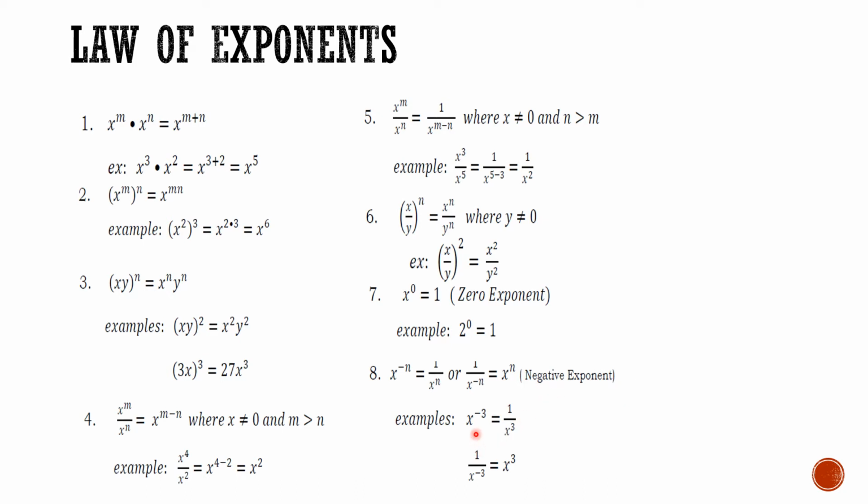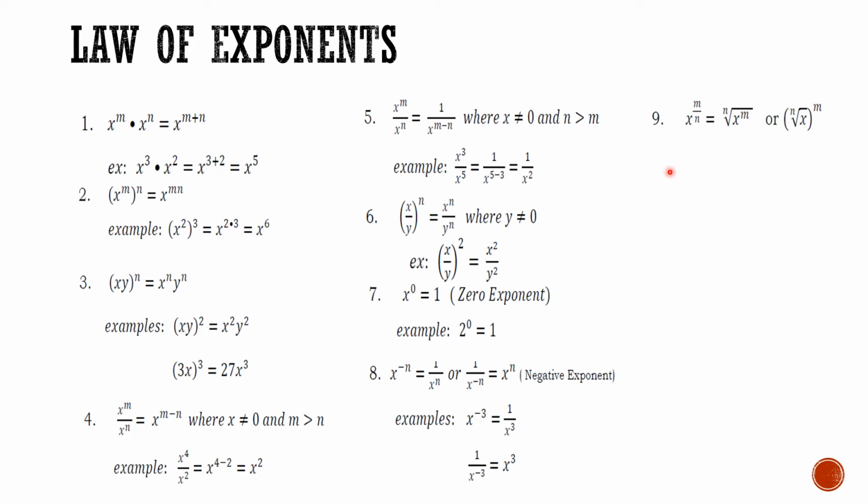Example, we have here x raised to negative 3. Put x raised to 3 in the denominator and remove the negative sign. So it will become 1 over x cubed. Another one, 1 over x raised to negative 3. We move it to the top. So it will become x cubed. The negative sign in the exponent will be gone.